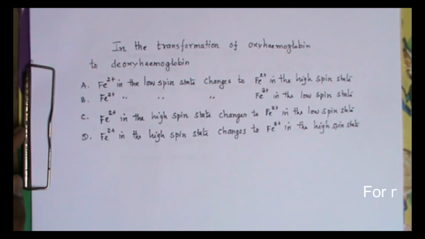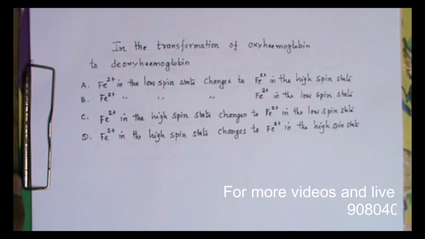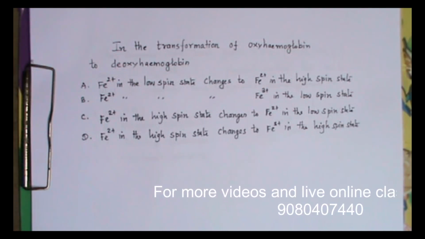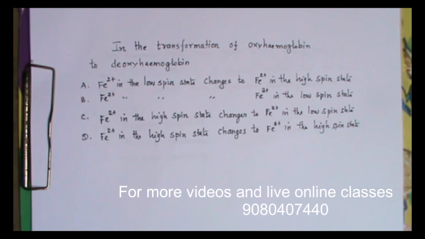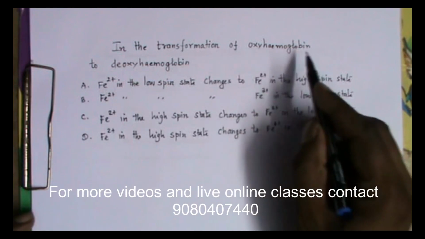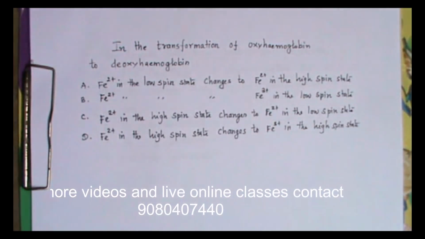This is a very interesting problem. Often the students give the wrong answer. The transformation of oxyhemoglobin to deoxyhemoglobin: what happens to the oxidation state and spin state of iron? Here, oxyhemoglobin to deoxyhemoglobin.